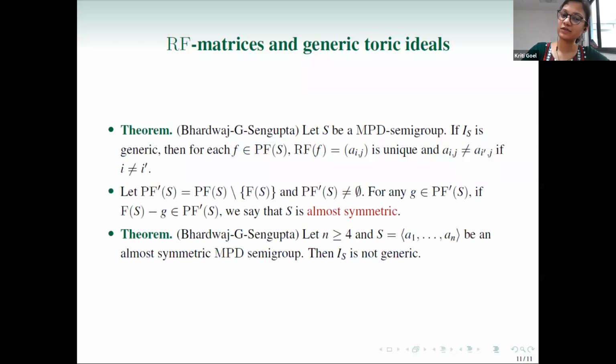This is one of the observations that we make as a connection. The other result is about almost symmetric semigroups. The way we define almost symmetric semigroups in the case of natural numbers, we can have a parallel definition here as well. But for everything which involves Frobenius numbers, we assume the existence of Frobenius numbers. Once we have this, we are able to prove that if we have an affine semigroup generated by at least 4 elements which is an almost symmetric MPD semigroup, then the defining ideal is never a generic toric ideal. So these were some observations that we were able to prove in higher dimensional spaces. Of course, this is still a work in progress.